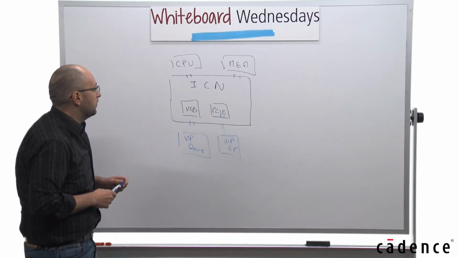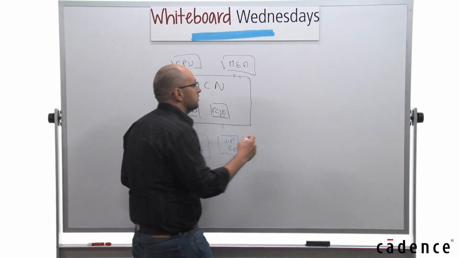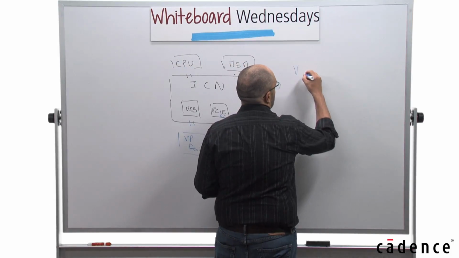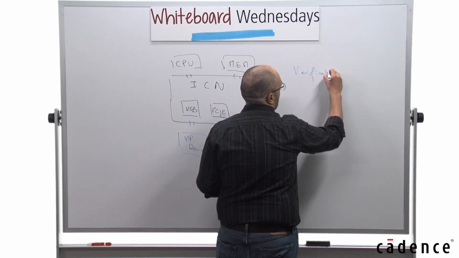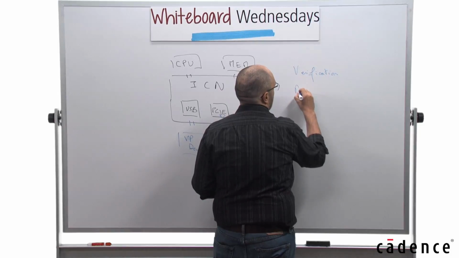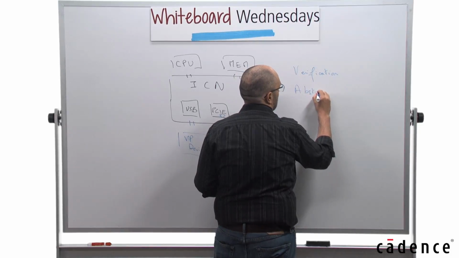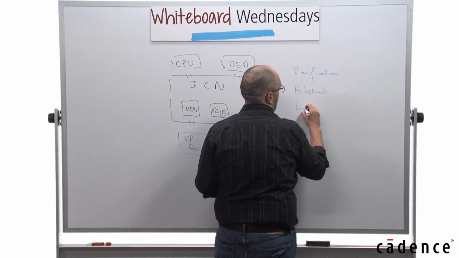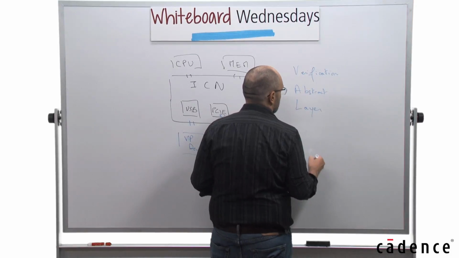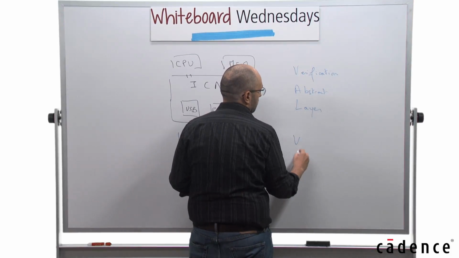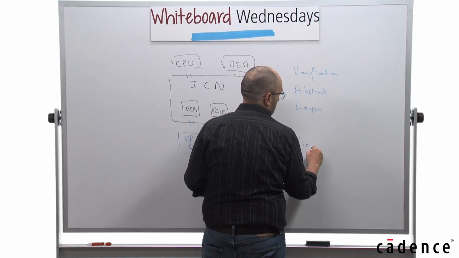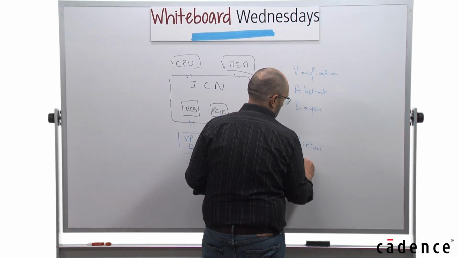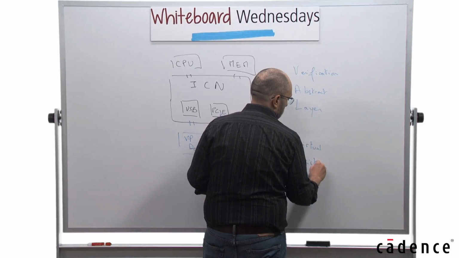So there are two layers. One is called VAL, which stands for Verification Abstract Layer. And then there is another sublayer, which is VRI, standing for Virtual Register Interface.